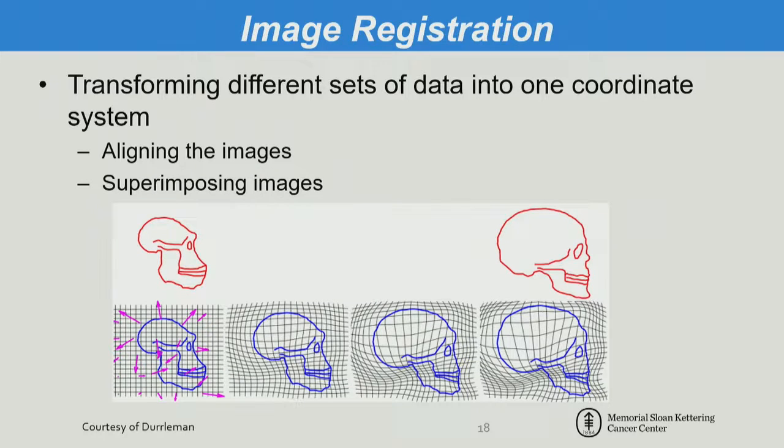So we've been talking about this, and in the previous talks, they've talked about registration and fusion. So what is image registration? It's transforming two different sets of data into one coordinate system, so we can align the images and superimpose the images.